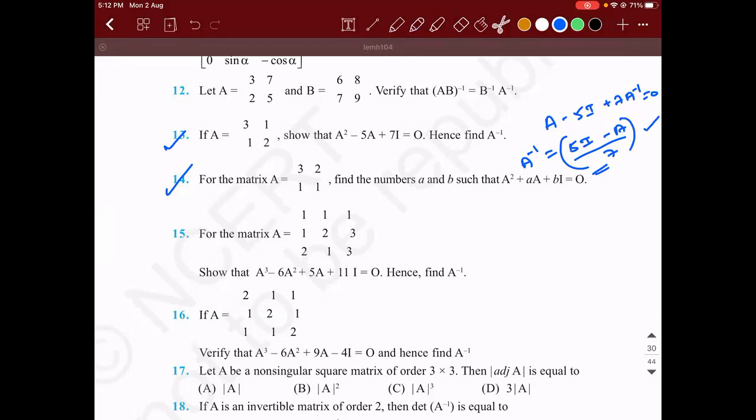Now solve the 14th one. Find a and b such that A squared plus aA plus bI is equal to 0.